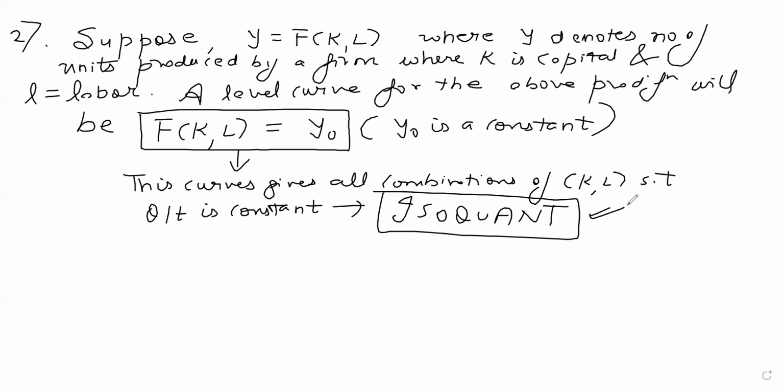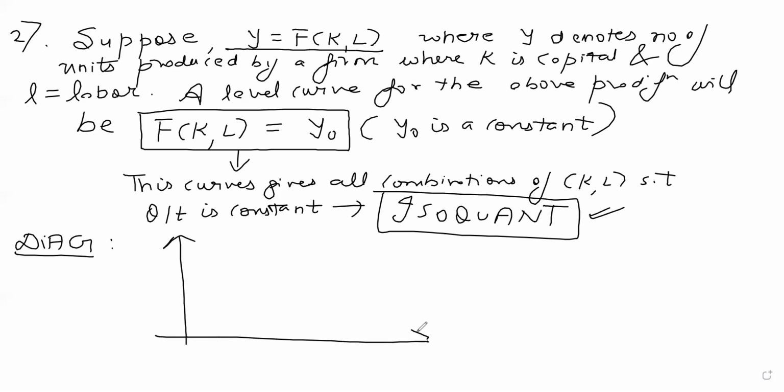So for this production function y equal to f of K, L, my level curves will be nothing but the isoquant. If I draw the diagram, remember the level curves will always be in the two-dimensional space. If you draw the graph of this function, it's going to be in the three-dimensional space. But if you draw the level curve of this function, it's going to be in the two-dimensional space.